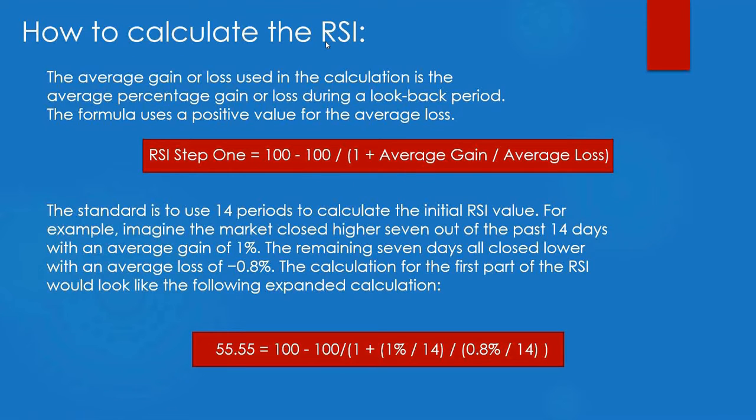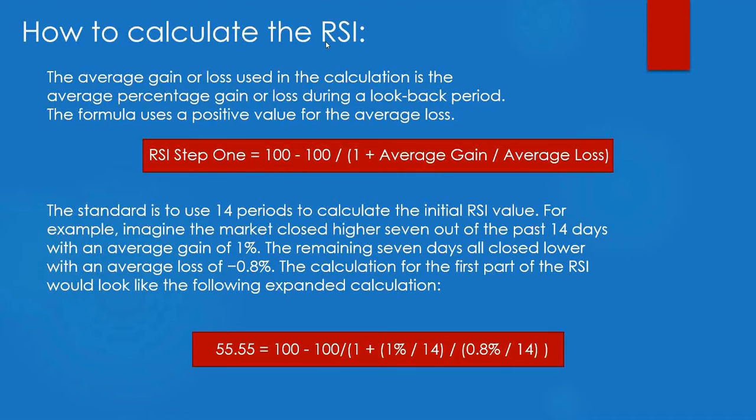How to calculate the RSI? The average gain or loss used in the calculation is the average percentage gain or loss during a look-back period. The formula uses a positive value for the average loss. The standard is to use 14 periods to calculate the initial RSI value.